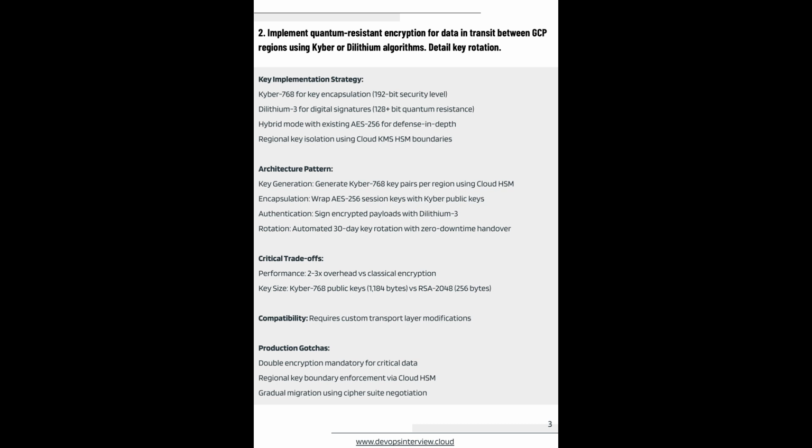Right. We use independent key hierarchies to avoid single points of failure. And critically, we focus on side-channel attack mitigation. Side-channel, like timing attacks. Exactly. Things like timing attacks, power analysis attacks. If an operation takes slightly longer, depending on the secret key bits, an attacker might infer the key.